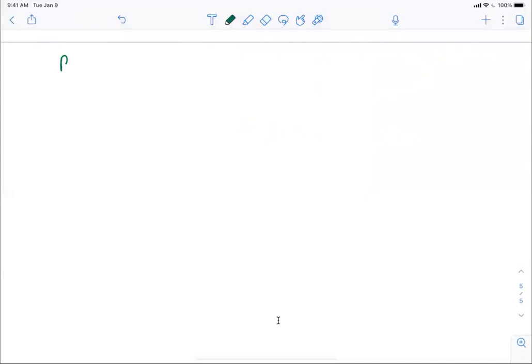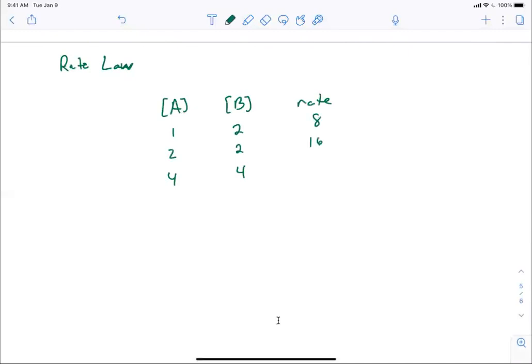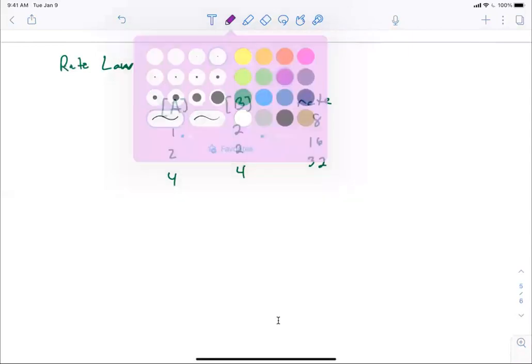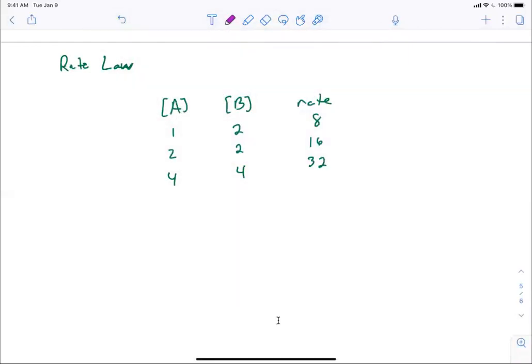Okay. So, rate law. I think the challenging part about this is when you don't have something that's constant, that's what we were talking about before, because the IB wants to make sure that you really understand how to calculate these ideas. And so you might have something like this. Okay. And the rate might be 8, 16, 32. Now, like I said before, you always try to find the constant and then see what happens there.